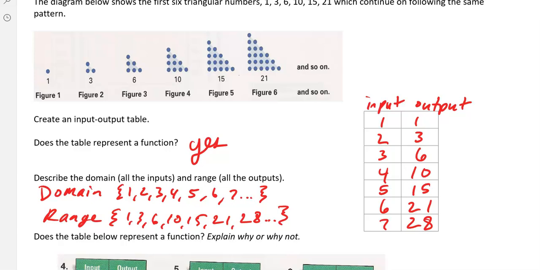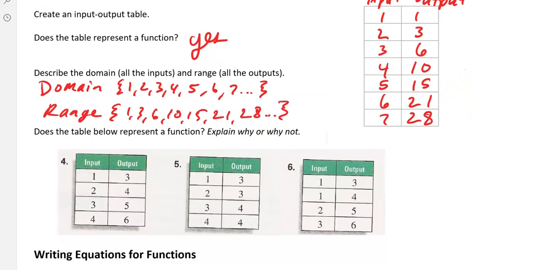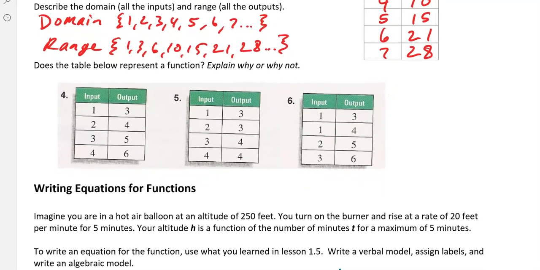Domain and range, inputs and outputs. Okay? Now let's take a look at some tables and see if they represent functions or not. So here's our first one. Our inputs are 1, 2, 3, and 4. Our outputs are 3, 4, 5, and 6. Input of 1, output of 3. Input of 2, output 4. Input 3, output 5. Input 4, output 6. Does every input have only one output? Yes. So that's a function.